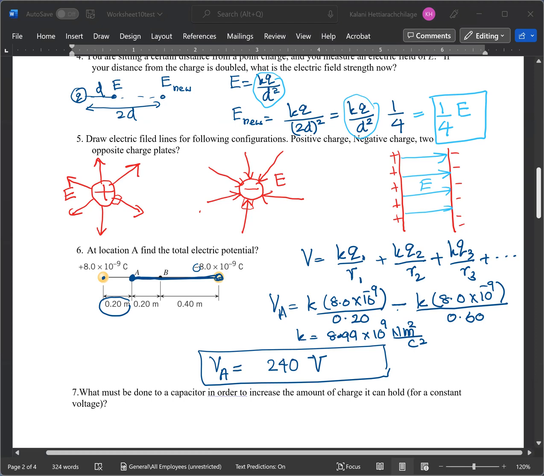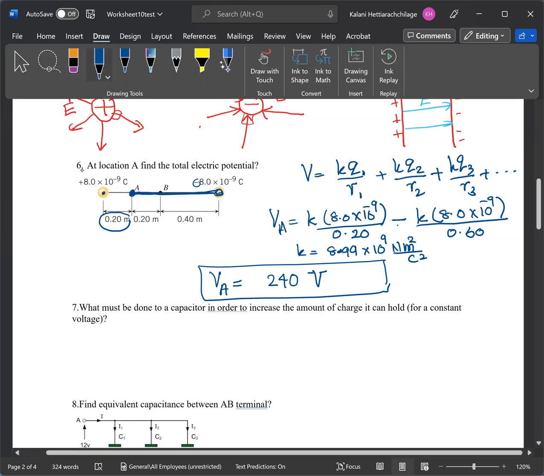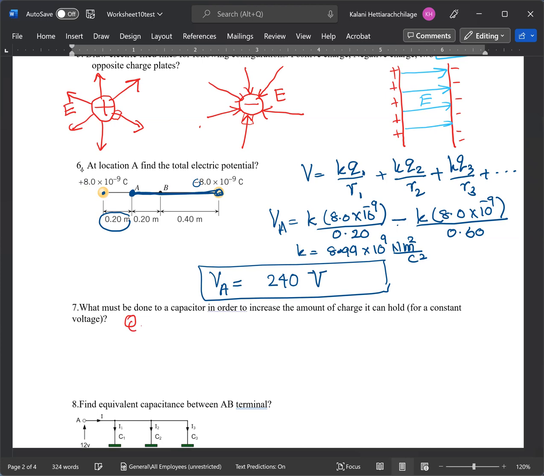Okay, so now let's move into number 7. We're going to move into capacitors. What must be done to the capacitor in order to increase the amount of charge it can hold for a constant voltage? If you look at the capacitor, the charge equals capacitance times the voltage, right? Since you have constant voltage, you are not going to change the voltage. The only thing to increase Q is to increase C, right?